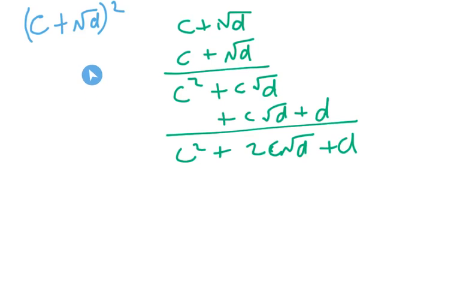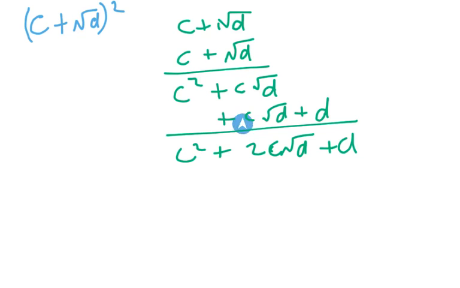Okay, here's the first kind of surd question I spotted. There's c plus the root of d, to be squared. Okay, so I'm going to write down c plus the root of d multiplied by c plus the root of d. c by c gives me c squared. c by root d gives me c root d. And then I move down to here.